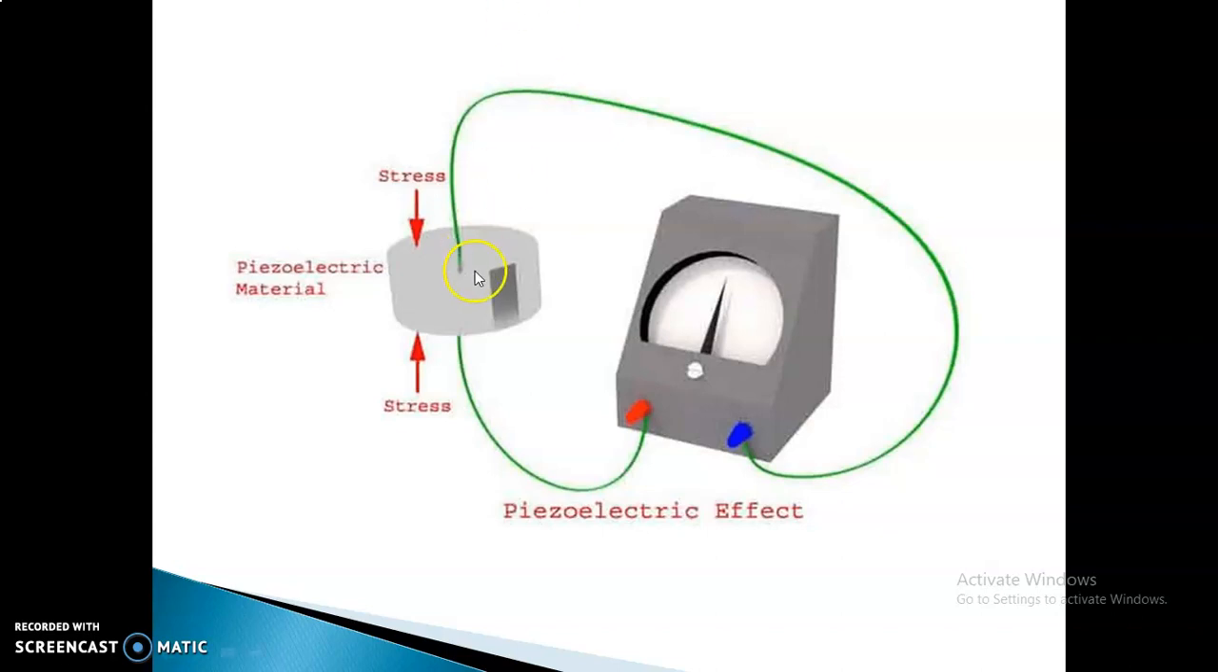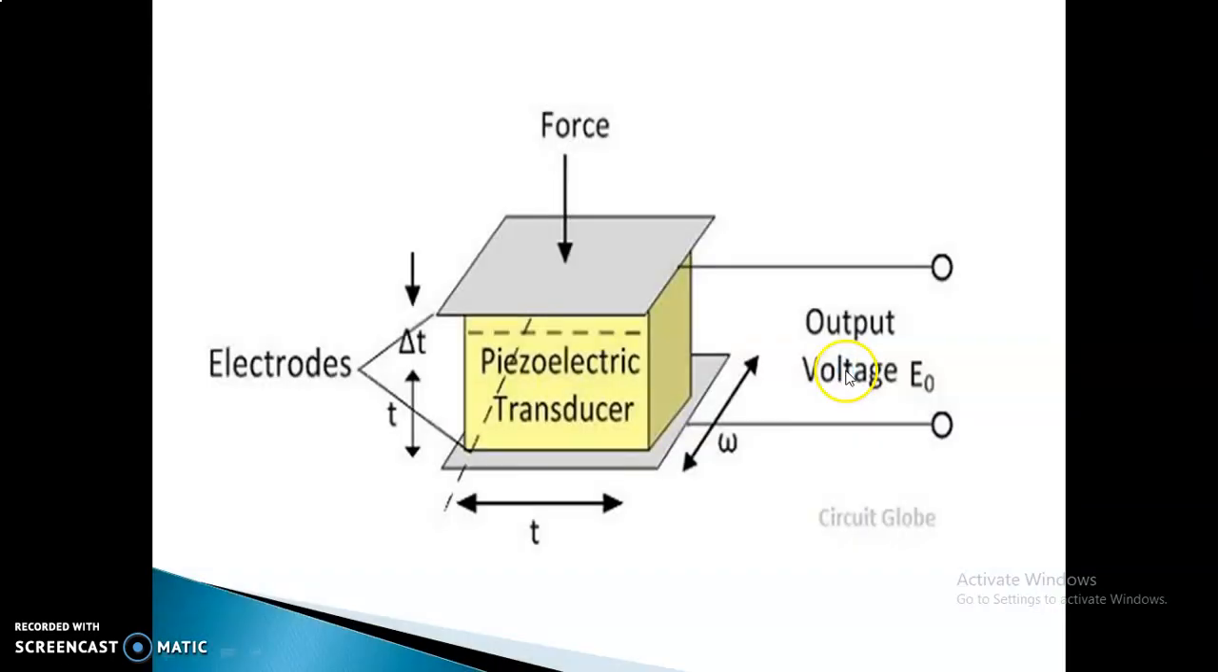When you apply stress or pressure to this particular piezoelectric material, it automatically creates an output voltage. The output voltage we can see across the voltmeter, and that is what the diagram shows. Here you have a piezoelectric transducer and a force is applied, and the output of this device is measured across these two terminals. When a force is applied to the piezoelectric transducer, it creates an electric field output voltage, measured across these two electrodes.